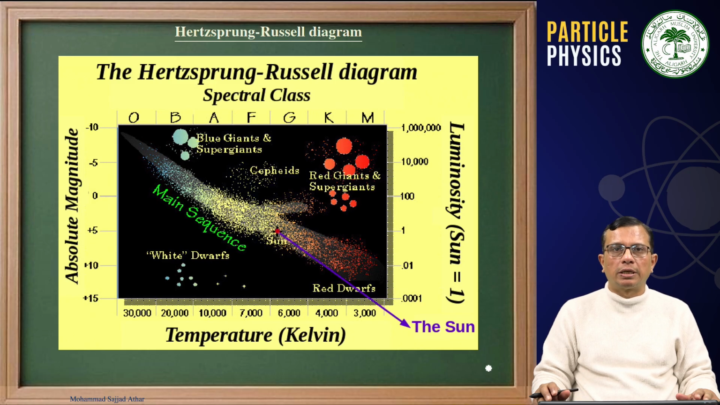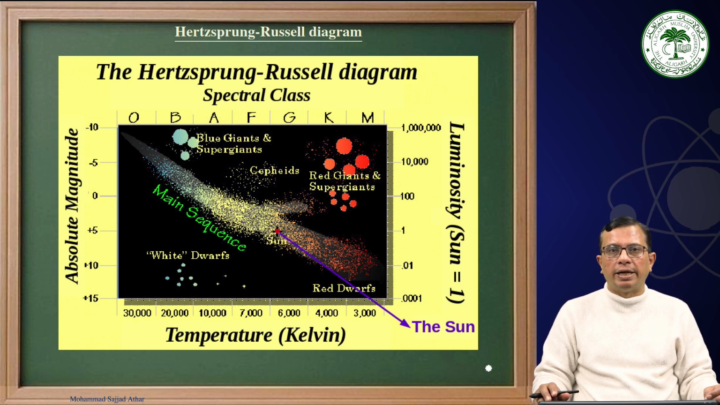Hello students, welcome to the 20th lecture on particle physics. We were discussing solar neutrinos in the last lecture. What I had told you is that protons are burning inside the core of the sun, and per second 10 power 38 protons get consumed.